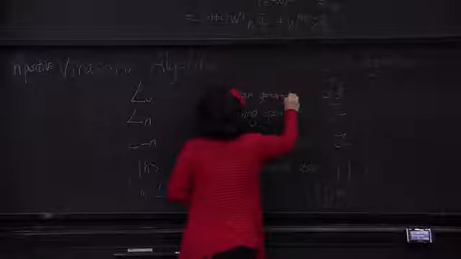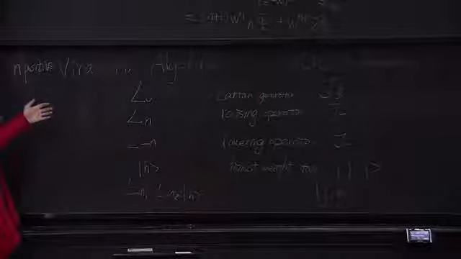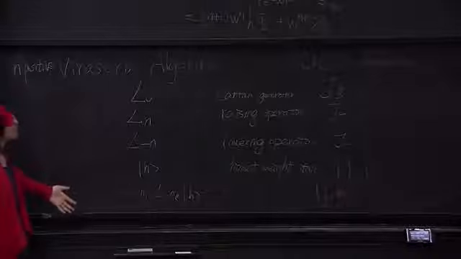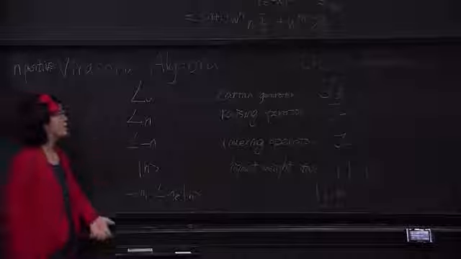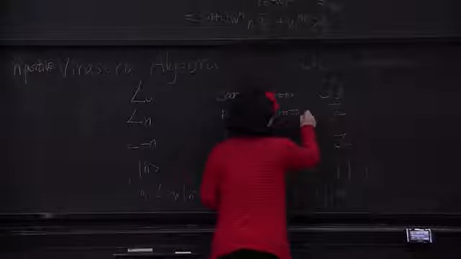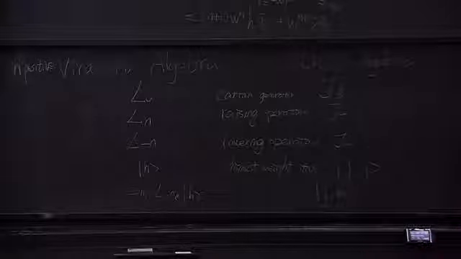So we can label our states. And then we have raising operators and lowering operators. Then we can use the highest weight state and then find all the rest of the states. So we have built our Hilbert space. Our Hilbert space looks like this.